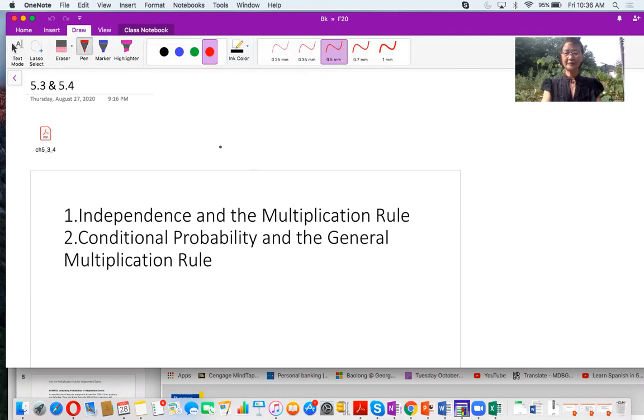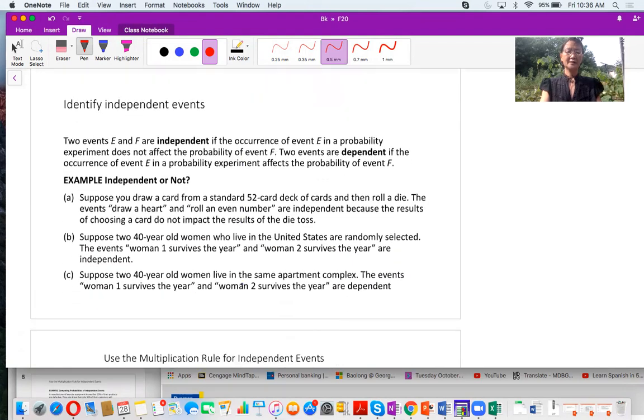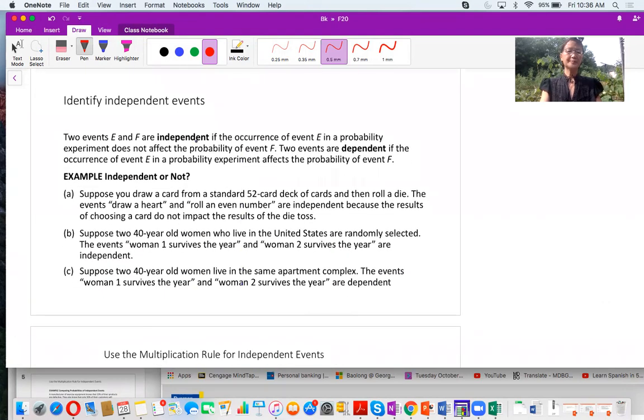So two topics for this video. One is multiplication rule, the other is conditional probability. And we'll start off by defining some terminology. The first one is independent.